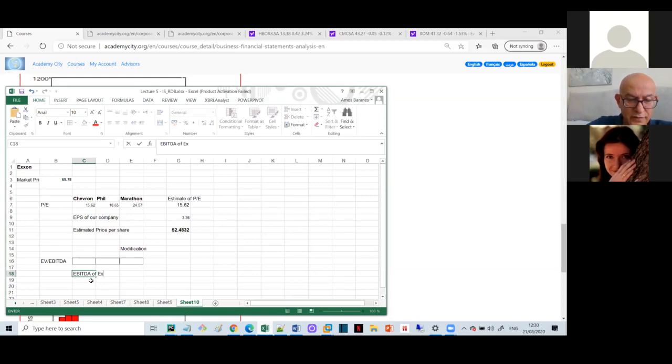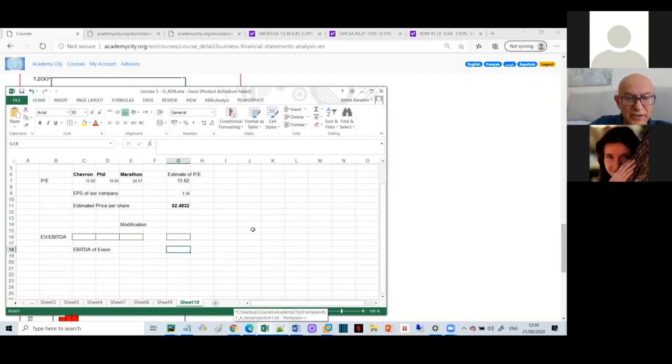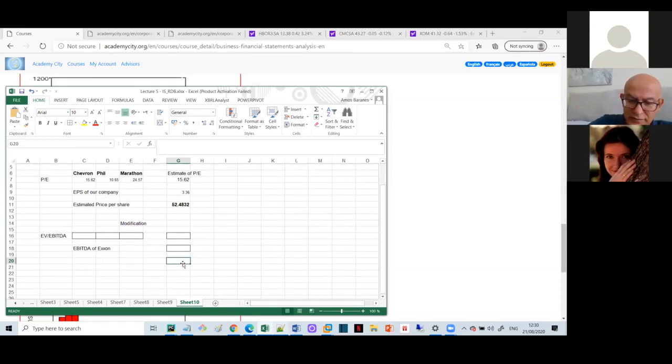Exxon. Fair enough? You type it here. So here you put the median. Let me just mark it here. Here you put the number for Exxon, and that's what you have also in Yahoo Finance. And then all the things you have to do, you take this one times this one. And that's supposed to be the number.